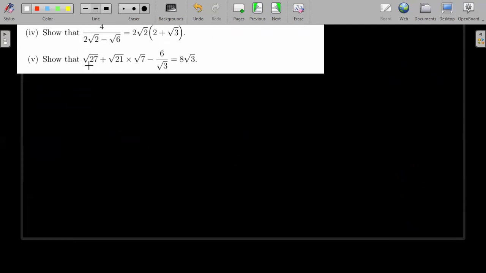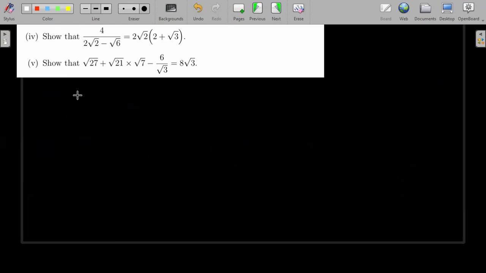Okay, so the second part, they're saying show that 4 over 2 root 2 minus root 6 is equal to 2 root 2, and then 2 plus root 3. Okay, so let's try to rationalize the denominator. We see if we're going to get this. So we're rationalizing the denominator on this guy.